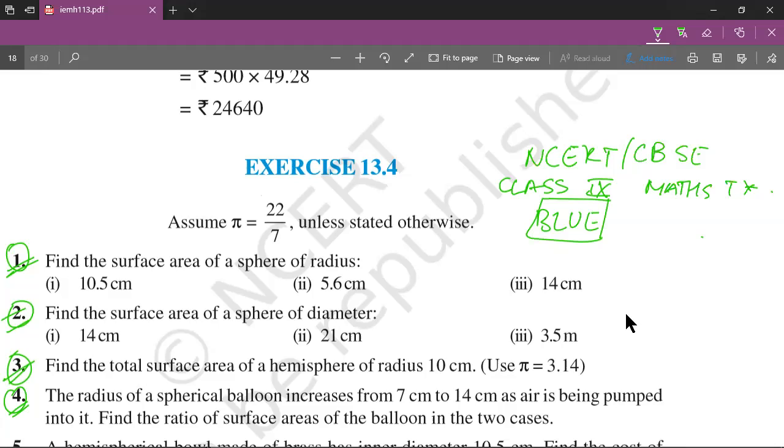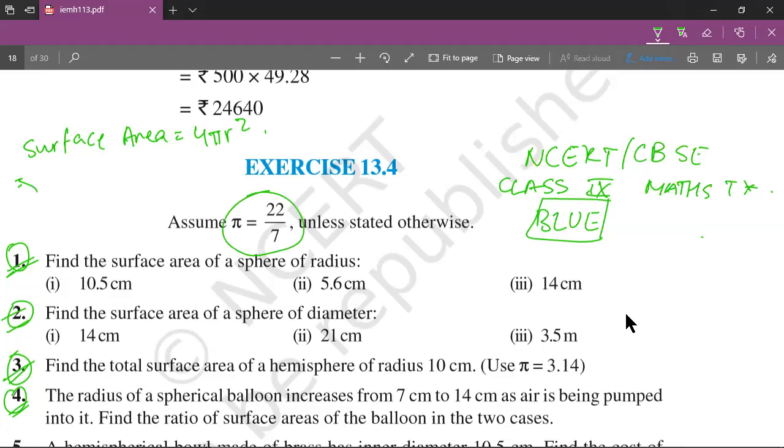Okay, so our first question says, find the surface area of a sphere of radius 10.5 centimeters. Now, if you have memorized your formulas thoroughly, you'll find no difficulty in solving these sums. So surface area of a sphere is equal to four pi r square. You only have to find the value of r in this question. r is already given to you, and pi is equal to 22/7.